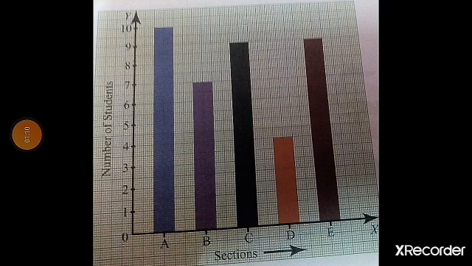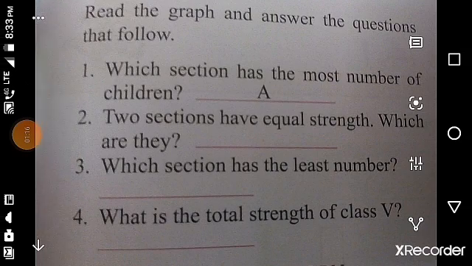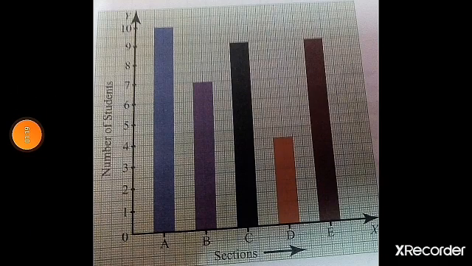Let us go for the third question. The third question is, which section has the least number? So when you observe the bar graph, in which section do you find the least number of students? Yeah, in section D. And what is the number? Yes, it is 4. Alright. So that is the answer for the third question. Let us go for the last question.